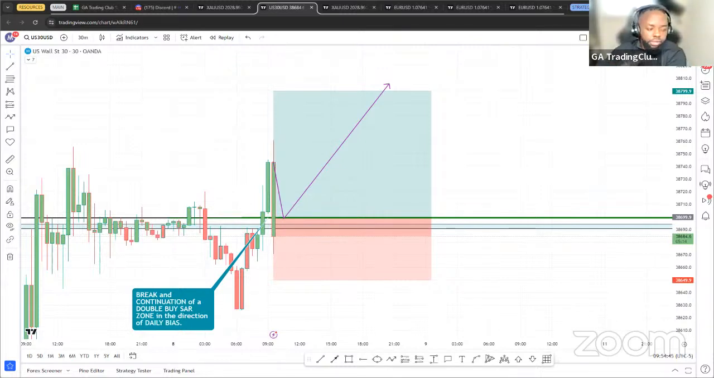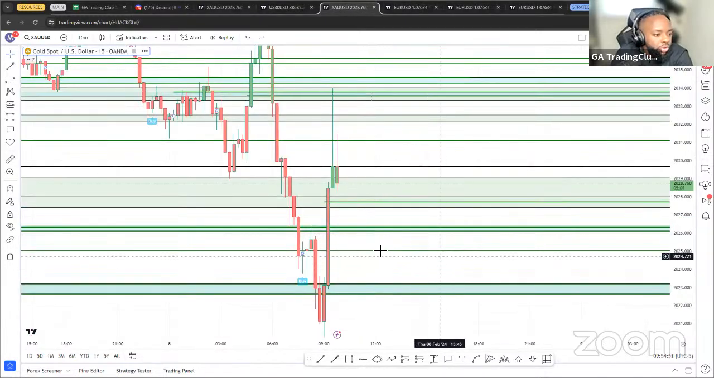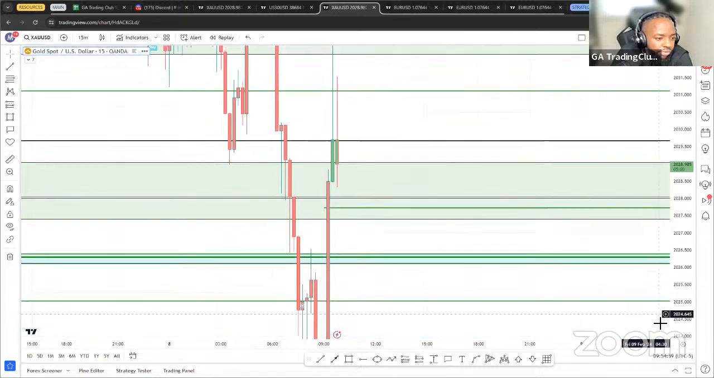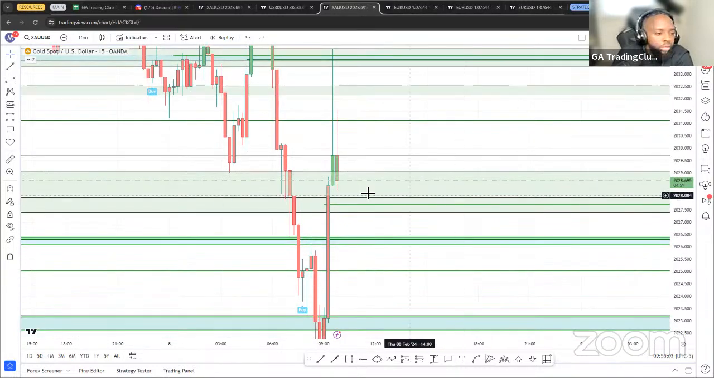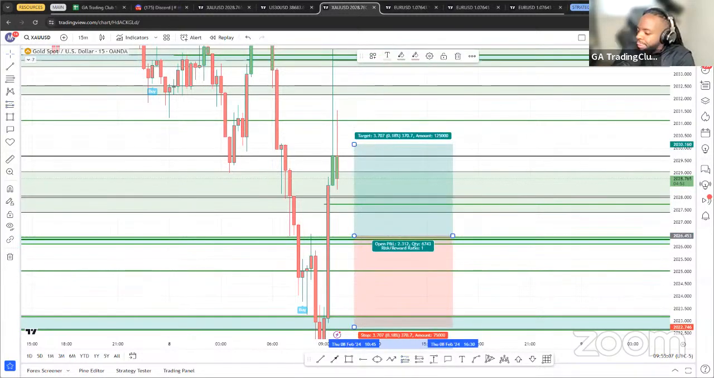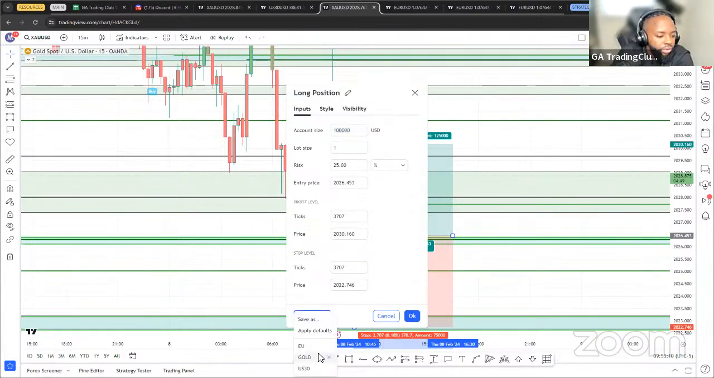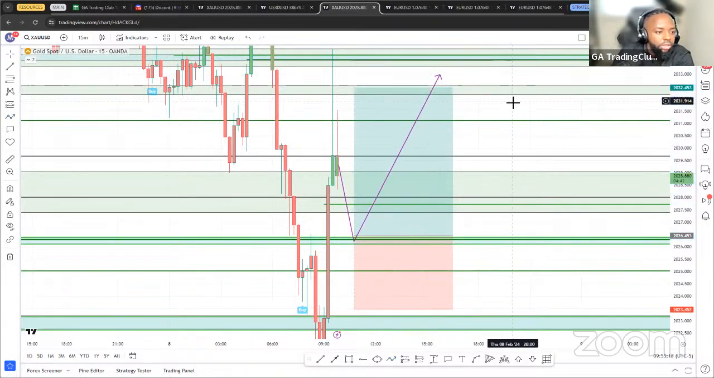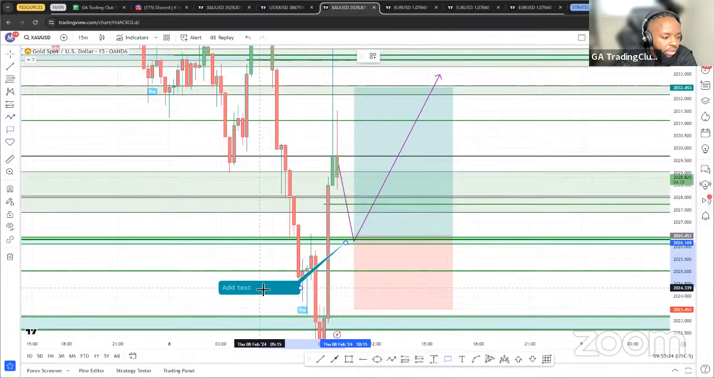All right. Sorry, I was doing something else on the side. So for gold, these are 30-minute zones. So this was a break and continuation of a 15-minute zone. So what we can do here for gold is to wait for gold at this area. Gold right here. And then what we can do is something like this.